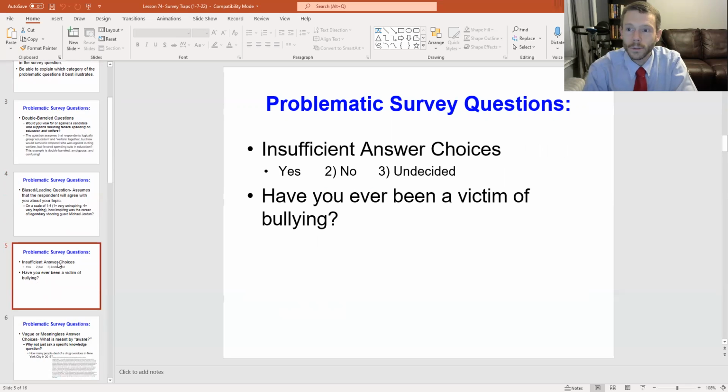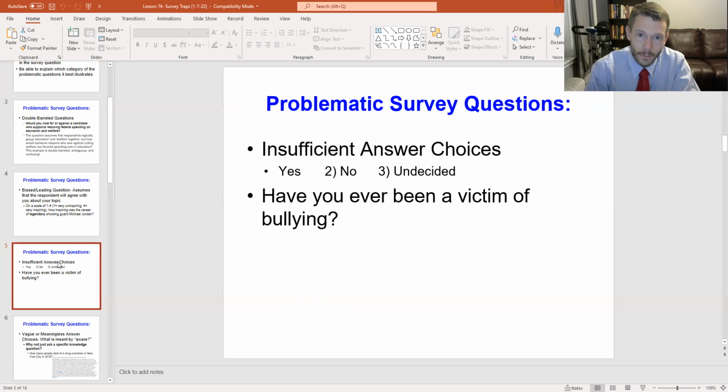This category is also problematic because it's a binary, right? Notice it's a yes or no. Have you ever been a victim of bullying? Yes, no, undecided. Like, what does undecided even mean in that context? It's either a yes or no. Either you have or you haven't. And the way it's phrased is really problematic.